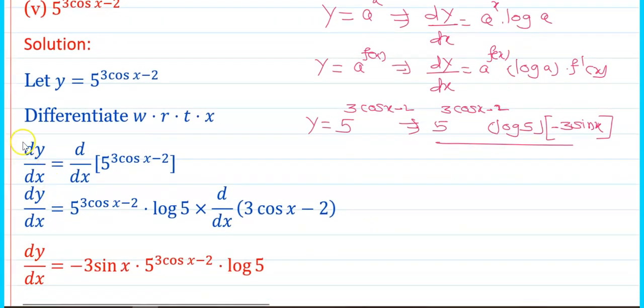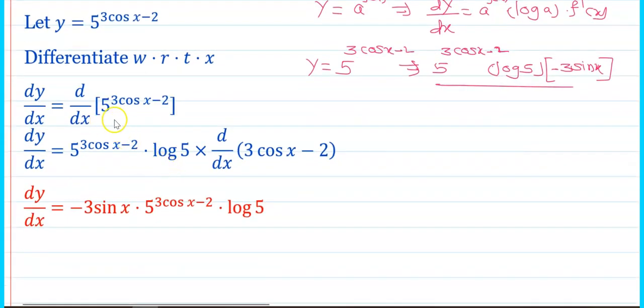Now look here: y is equal to 5 raised to 3 cos x minus 2. Differentiate this with respect to x. Each time you have to write this sentence here. dy by dx is equal to d by dx of 5 raised to 3 cos x minus 2. Hence its derivative is 5 raised to 3 cos x minus 2 into log of 5, into d by dx of 3 cos x minus 2. The derivative of cos x is minus sin x, hence it is minus 3 sin x. The derivative of 2 is 0, and overall we write dy by dx is equal to minus 3 sin x into 5 raised to 3 cos x minus 2 into log of 5, and this is the answer.